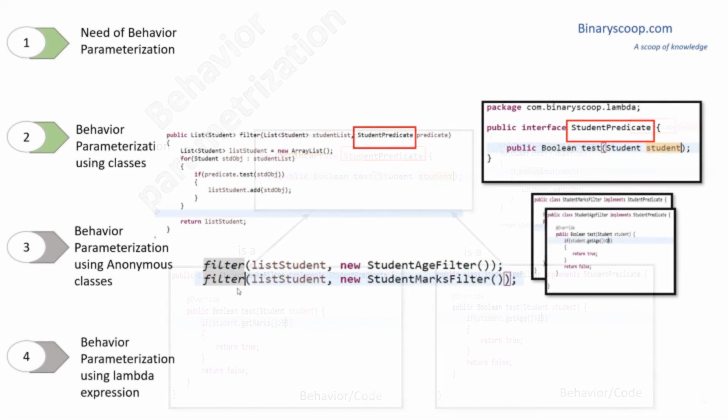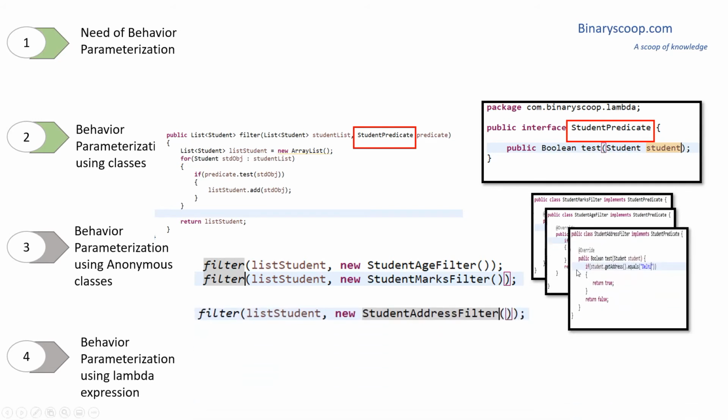Okay, to call the filter method, we need to create separate classes like student age filter, which filters the student based upon the age criteria, and student marks filter, which filters the student based upon the marks criteria, and pass these objects to the filter method. If a new requirement comes up, like filter the student based upon the address, then we need to create a separate class like student address filter, which filters the student based upon the address, and pass the object of this class to the filter method.